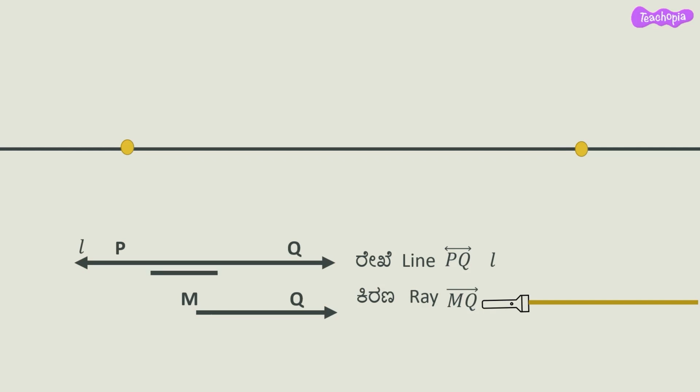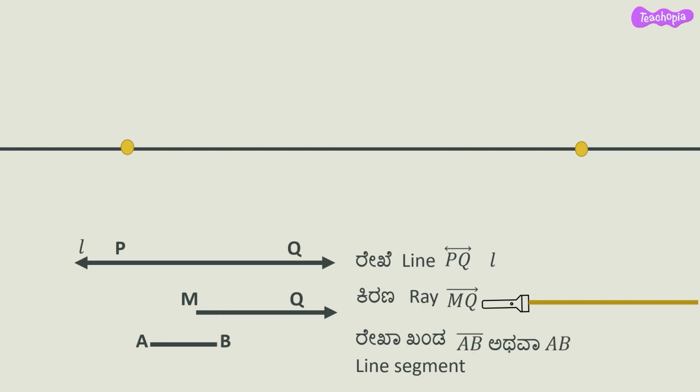If we take a fixed length of the straight line, we call it a line segment and it has a starting point and an end point. The measure of the shortest distance between these 2 points is called the length of the line segment. To name a line segment, we use its endpoints. Here, A and B. The line segment shown here can be named as AB bar or simply AB. We can also name it as BA.